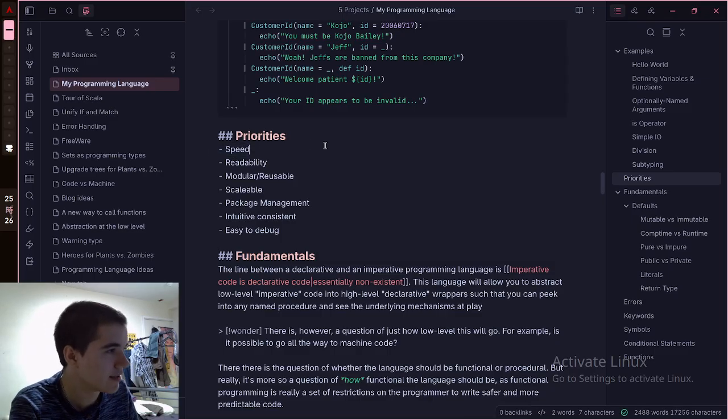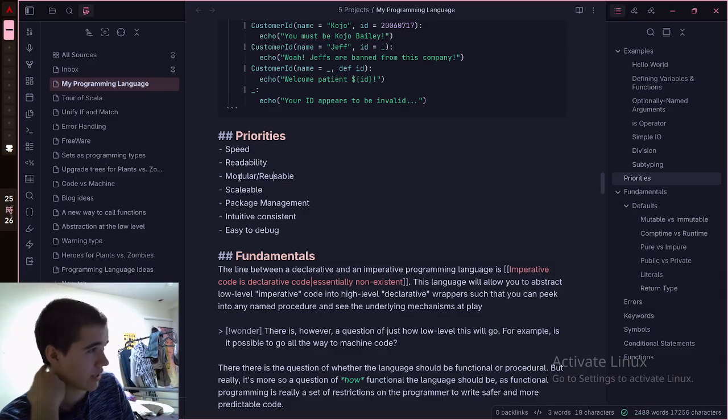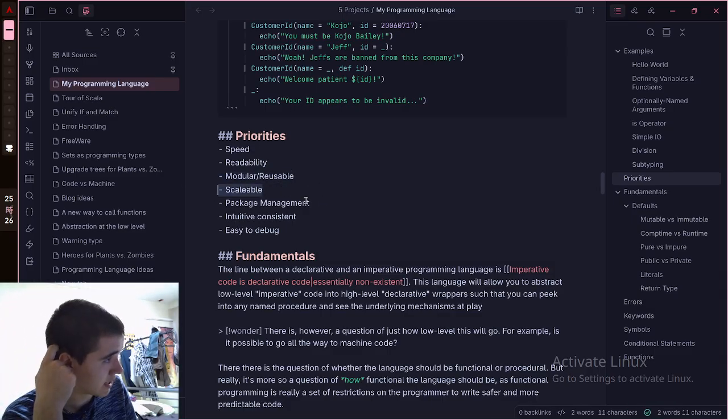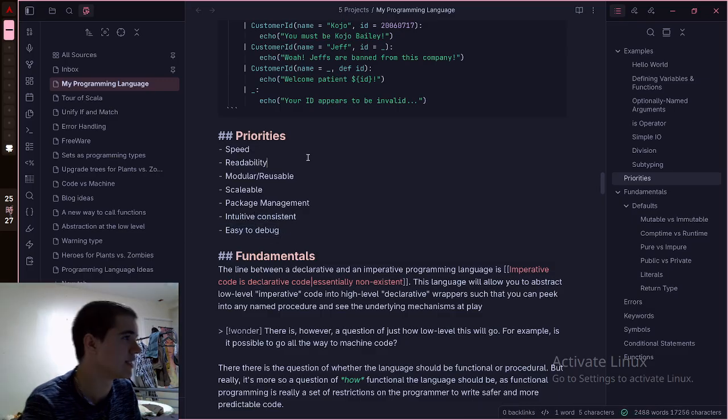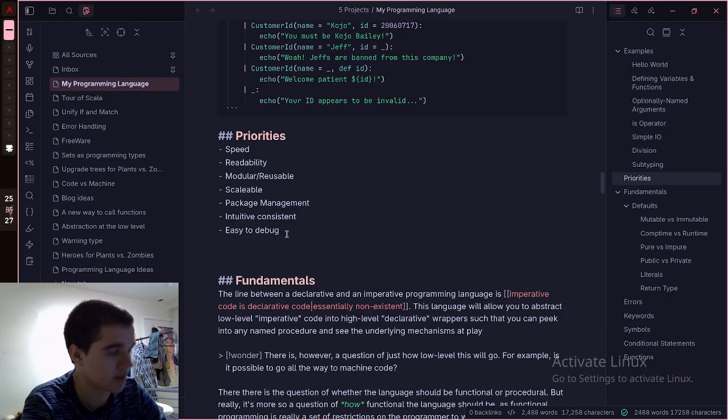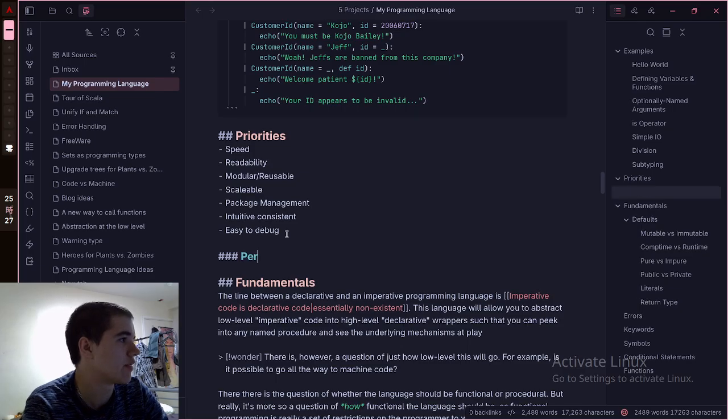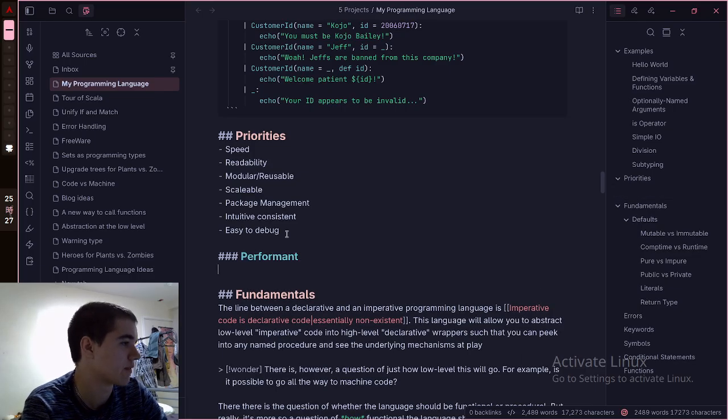Speed, to what extent? What kind of speed? What kind of performance? What are we talking about? Readability, again, what does that mean? Scalable? In what sense? What kind of package management? What makes it intuitive? What makes it consistent? Easy to debug? I mean, that's self-explanatory. So, priorities. So let's go with performance.